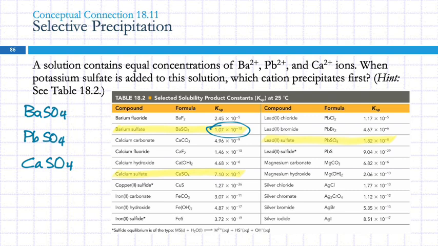We can't do a complete separation of all three of these ions. But what we can do is we can add enough sulfate to get just to the point where the lead is about to precipitate. And then we can filter out the solid. The solid is the barium sulfate. And so we can separate that out from the rest of it.